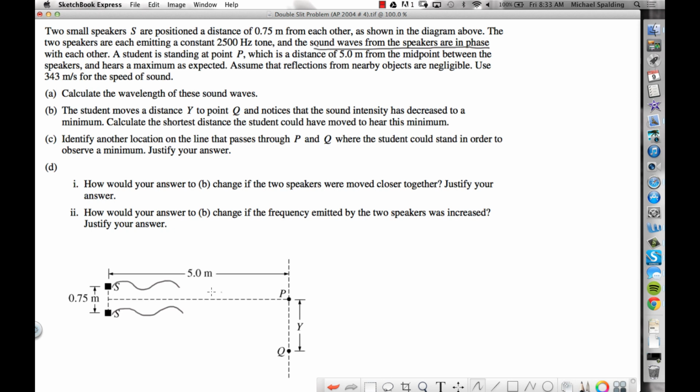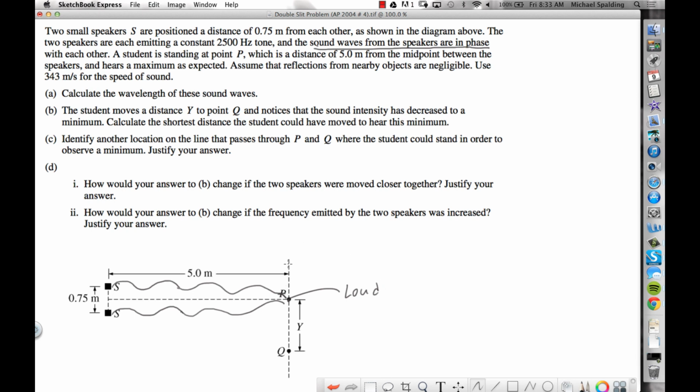Okay? So if we looked at point P right here, how would these sound waves come to point P? Would they be together or not together? Together, right? They're supposed to be together here. They're like in phase. So what would we get at point P? Loud or quiet? Loud. Point P is going to be a loud spot.